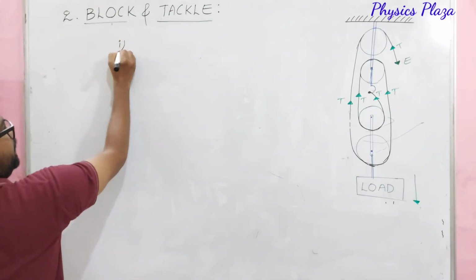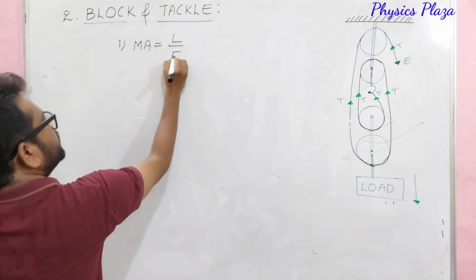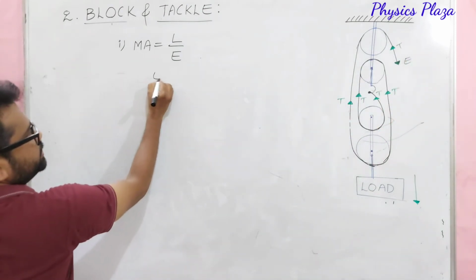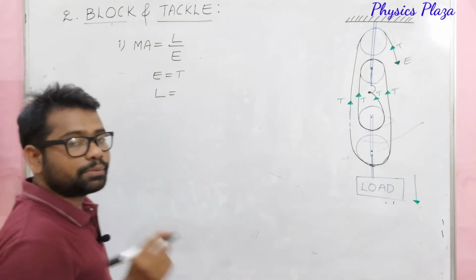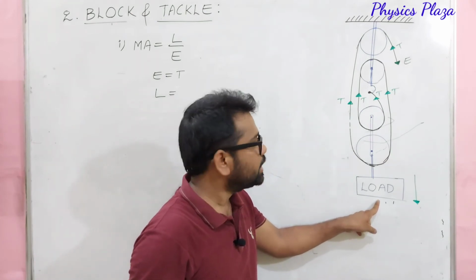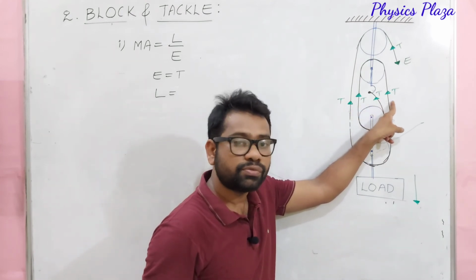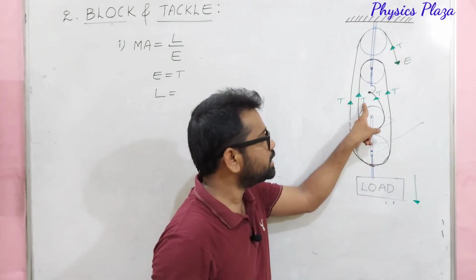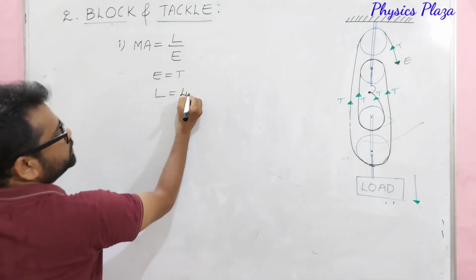First we have to calculate the mechanical advantage. Children, mechanical advantage is equal to load by effort. From that figure, effort is balanced by tension, so E is equal to T. Then what about the load? Here again, it is a very important thing to notice: load is balanced by the segments of the string. How many segments are there? 1, 2, 3, 4. Which means load is balanced by these 4 T's, T plus T plus T plus T. So L is equal to 4T.